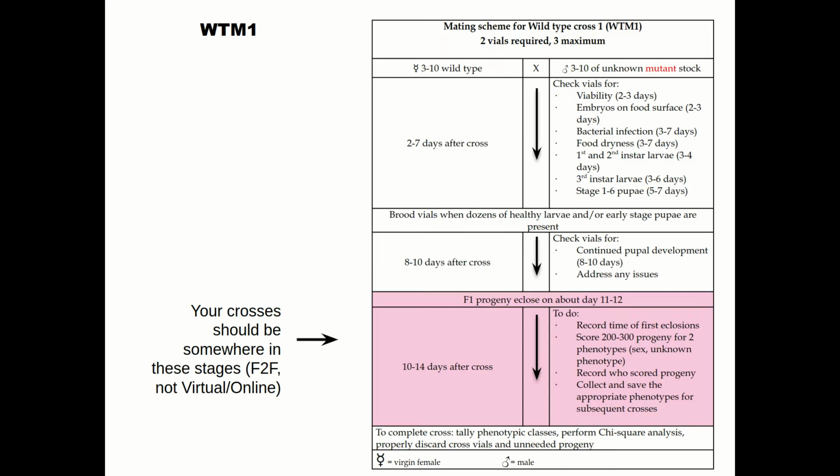All right, you need to review this sheet because this is kind of a mating scheme. It tells you how long you're going to have to keep the flies in the vials together in order to get the results you want. So make sure you review this. This is essentially a mating scheme for what we call WTM1, wild type cross 1. So go through this.